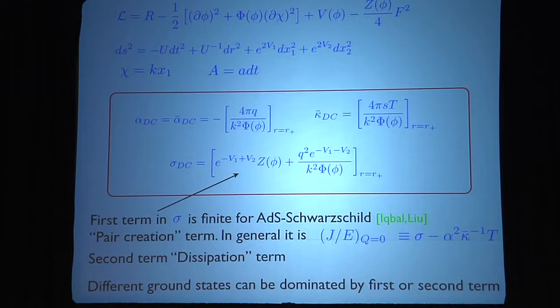And I'll call it a pair creation term because if you don't have charge density and you apply an electric field and you get a response, you're having no momentum. So it's like you're creating particle-hole pairs which are running in opposite directions. More generally, you can just show from these formulas that that first term is the conductivity with no heat transfer. So this is the conductivity with no thermal gradient. This is the conductivity with no heat transfer. It turns out to be related like this, and that's what that term is there. The second term is a dissipation term. And different ground states are dominated by either the pair creation or the dissipation term.